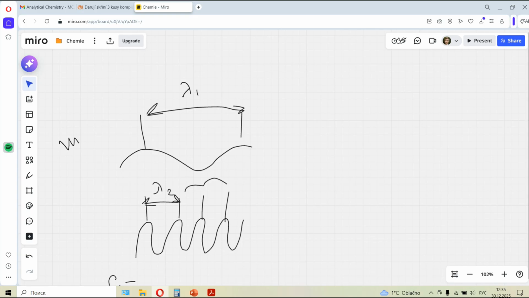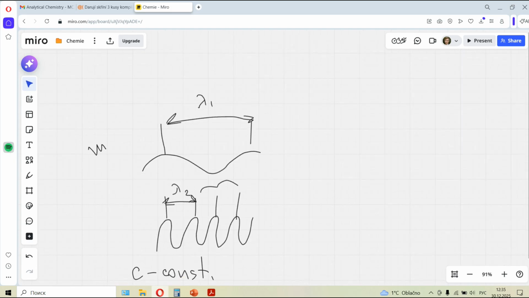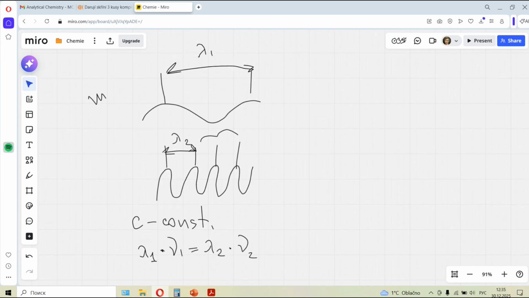And as the speed of light is a constant value, here is the equation: the wavelength of the first wave multiplied by its frequency is equal to the wavelength of the second wave multiplied by its frequency. Let me move down so you can see this. So lambda multiplied by nu is equal to the same value for another wave.